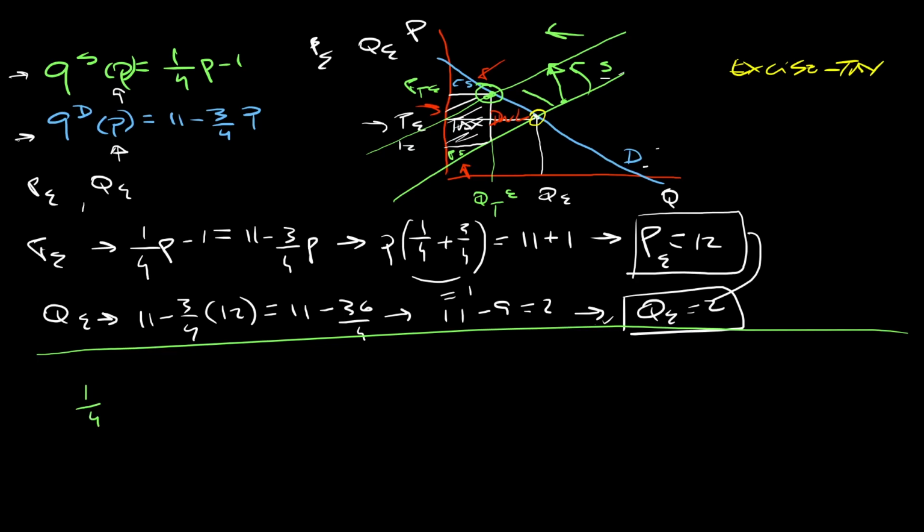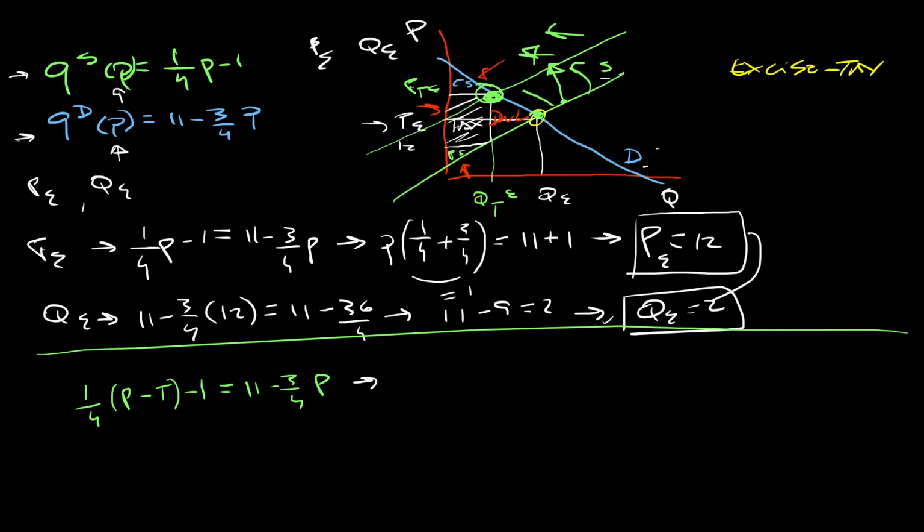So let's do that. So 1/4 P minus tax, minus 1. And since we are trying to find the equilibrium point, we are going to say that this is equal to 11 minus 3/4 p. So what we are saying here is that going from this point to this point, subtracting tax, because we're going that way. And now we are asked to find what's the relationship between both of these two.